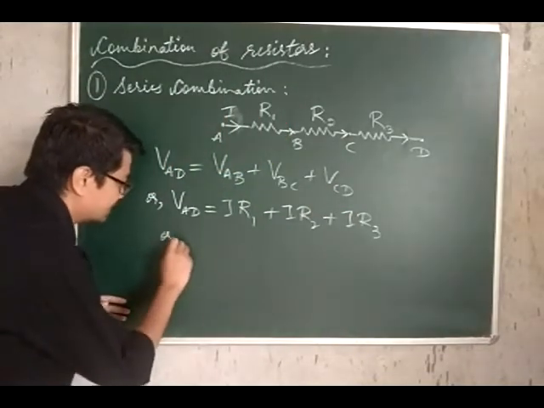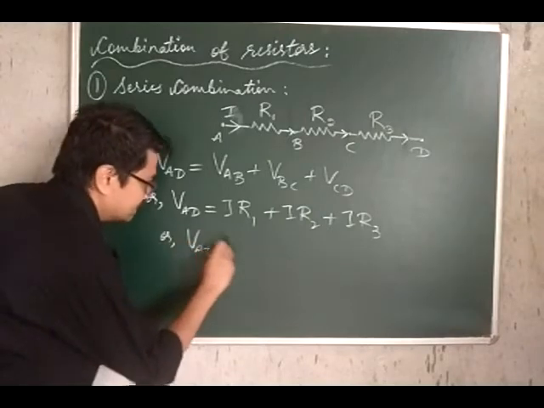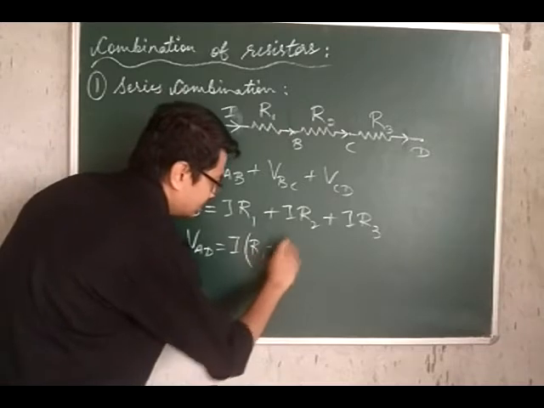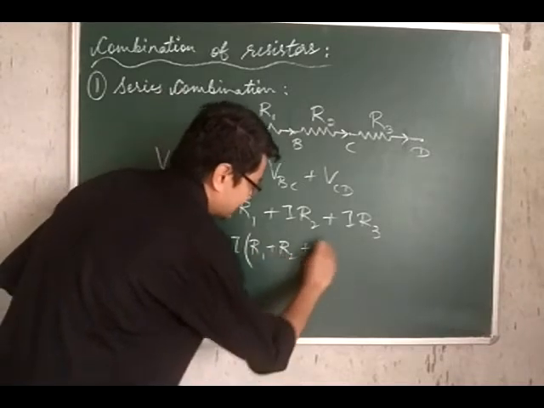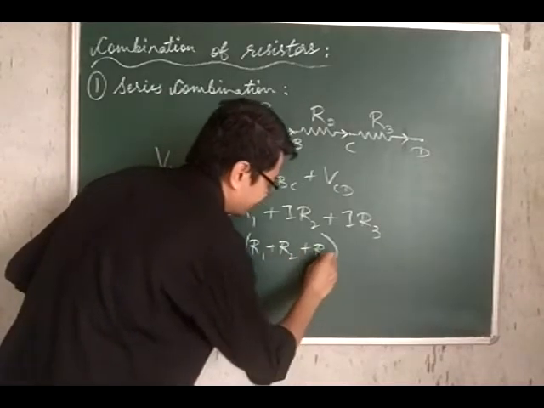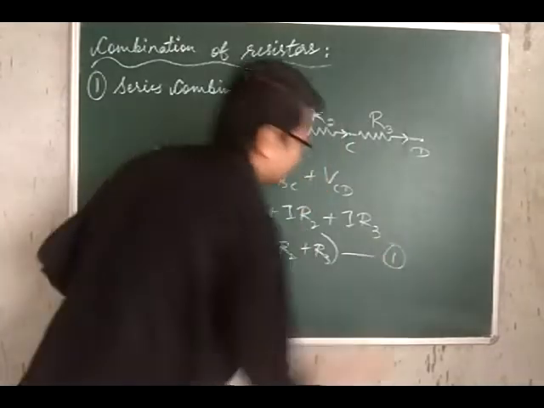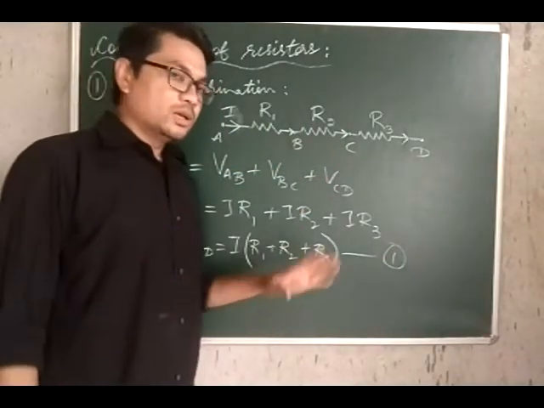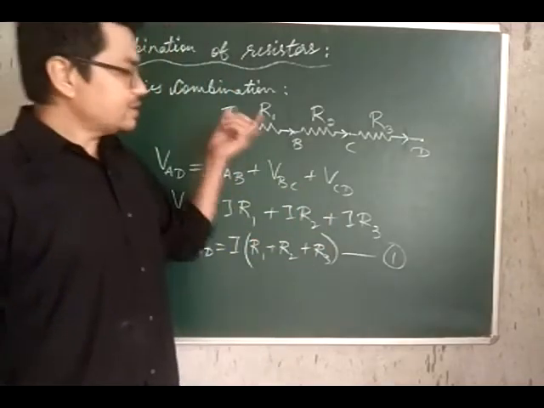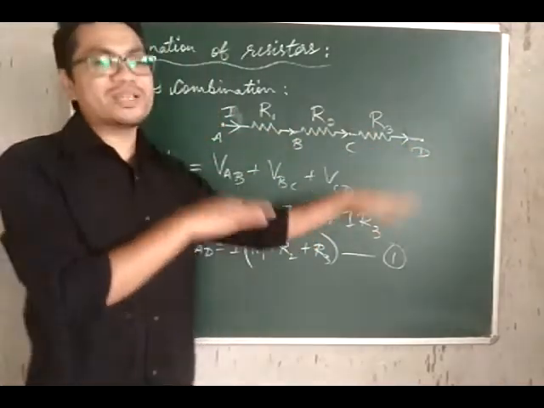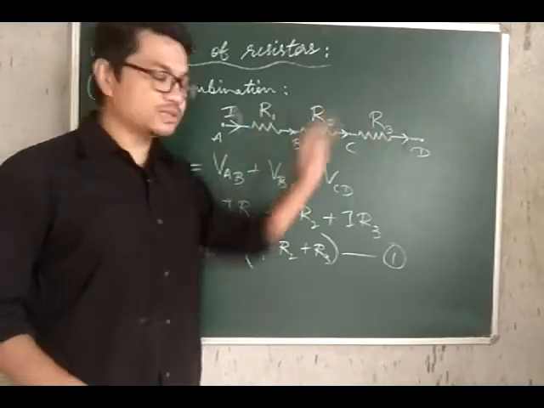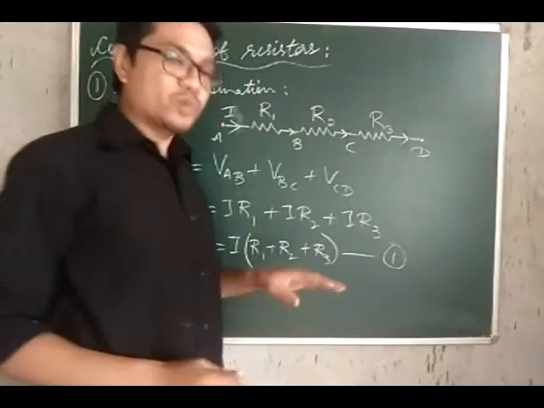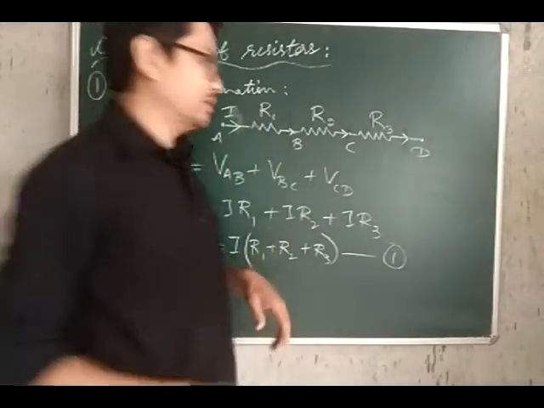Or we can write VAD is equal to, we take out I common, I times (R1 plus R2 plus R3). Say this is our equation number 1. Now, what we do is, instead of having three resistors connected in series this way, we replace these three resistors by a special resistor.